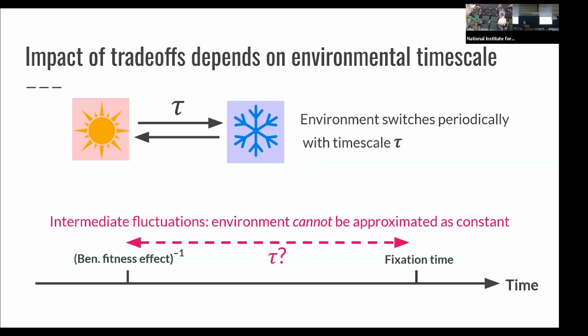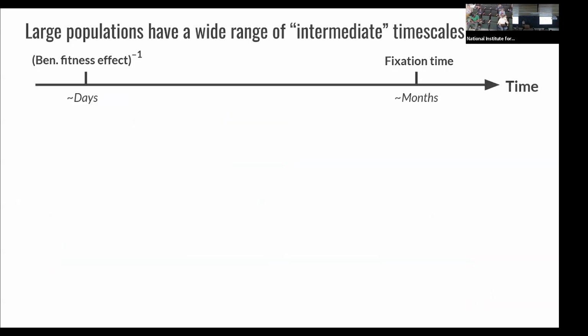However, that leaves this intermediate timescale where fluctuations happen here, the environment doesn't fall into one of these sort of easy constant environment limits. And so the first question we might ask is, I love separation of timescales. Why should I even care about this intermediate range? Is it worth worrying about? And in fact, for large populations, this intermediate range is pretty large.